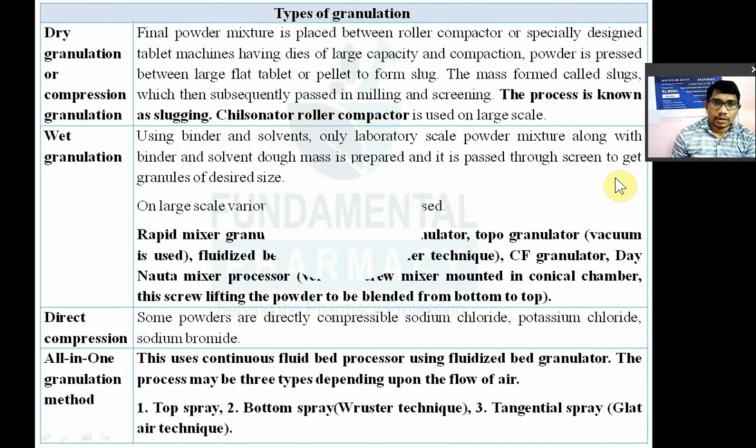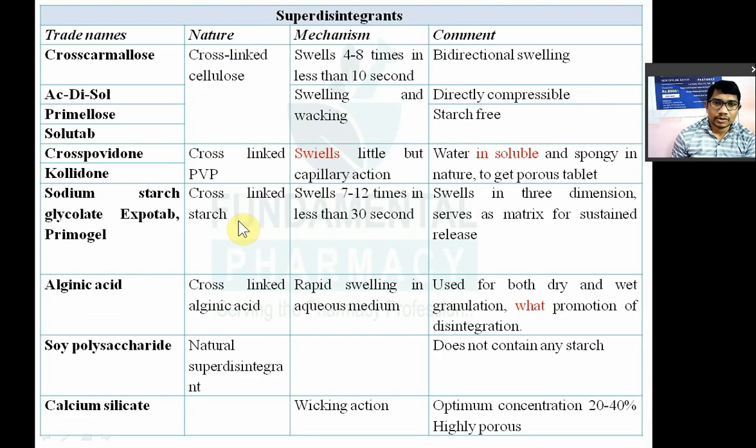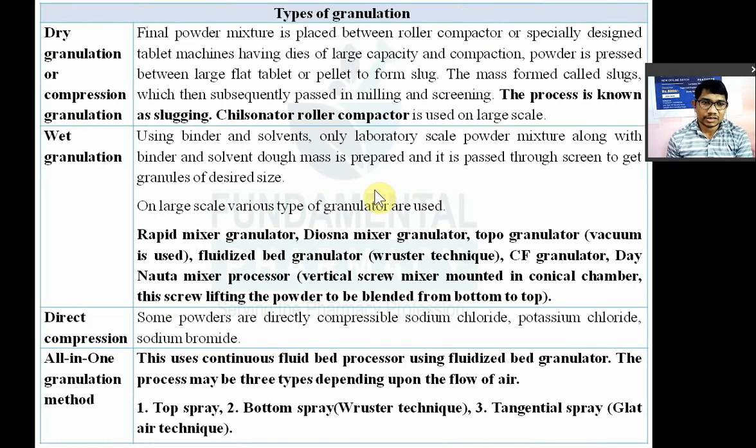नेक्स्ट वन इज नथिंग बट द ग्रैन्युलेशन टेक्निक. ग्रैन्युलेशन, देयर आर डिफरेंट ग्रैन्युलेशन टेक्निक. So dry granulation is there, wet granulation is there, direct compression is there, and all-in-one granulation method is there. And dry granulation मतलब क्या?